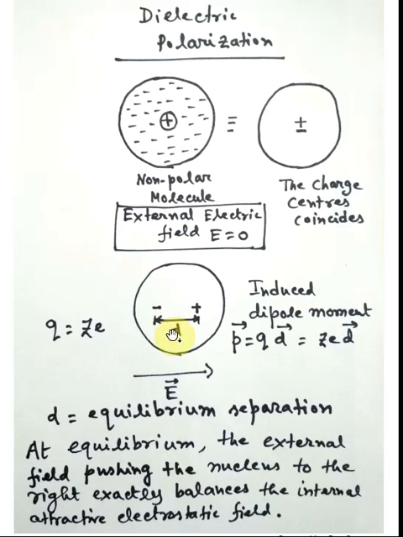So at equilibrium, what will happen? The force due to the external field will be equal to the force between these charges, the positive charge and the negative charge, and that is the attractive electrostatic Coulomb force. So that Coulomb force and the external force due to the external field will be the same at equilibrium, and they will be separated by this equilibrium separation.